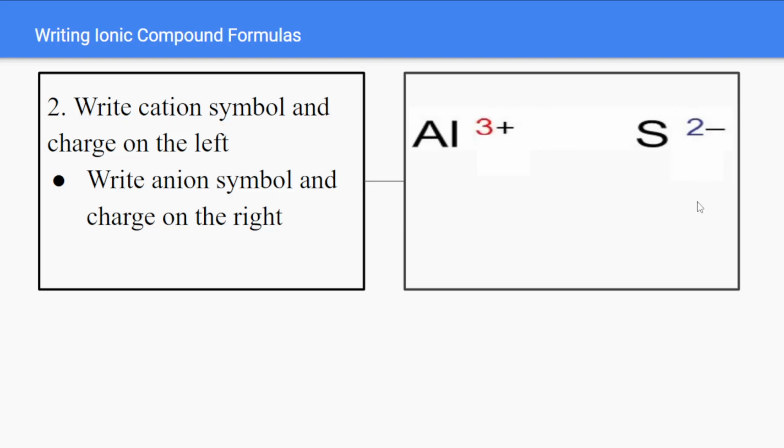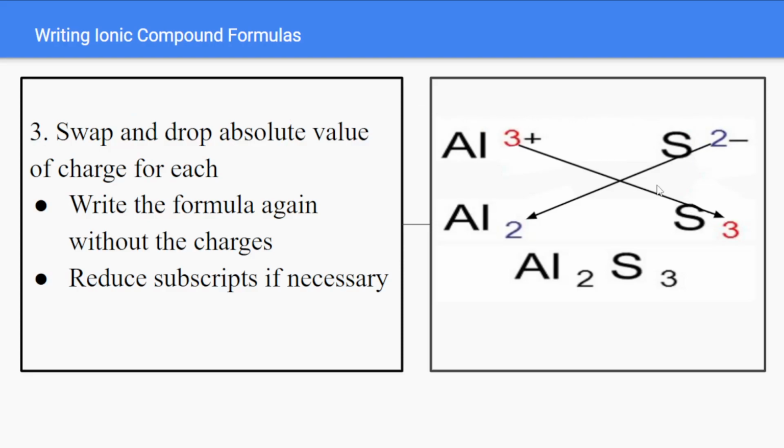There's a trick. It's called swap and drop. So basically all you're doing is taking the number of the cation and you're swapping and dropping that number to the anion. So we move the number over to the anion, but we drop it down to the subscript, because remember, the subscript represents the number of atoms in the formula.